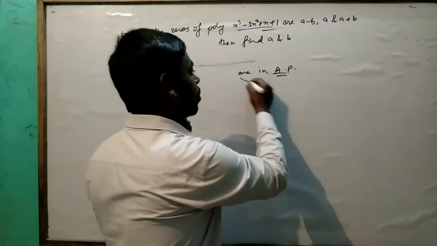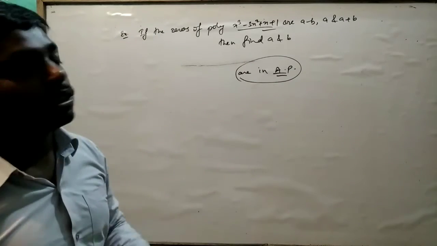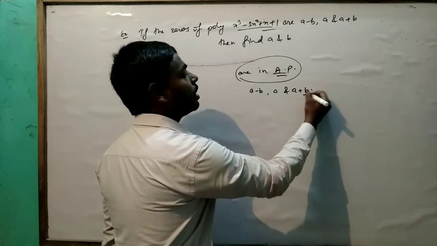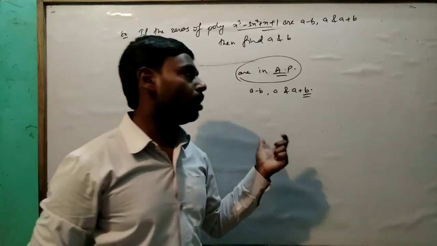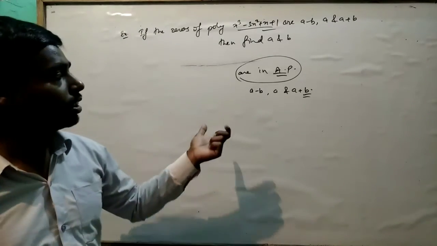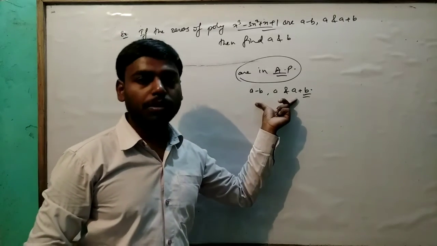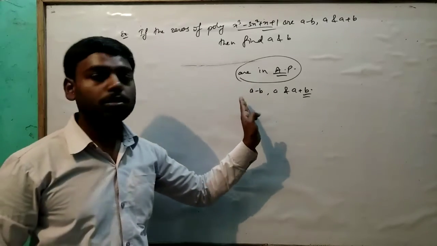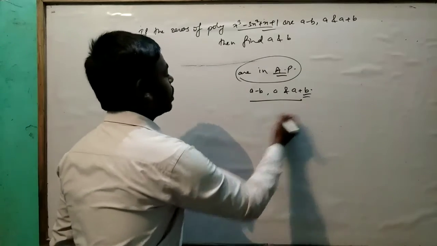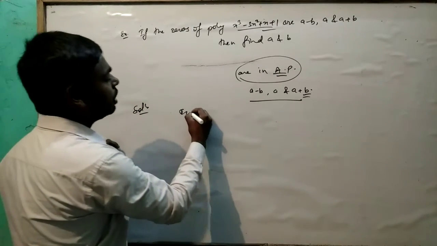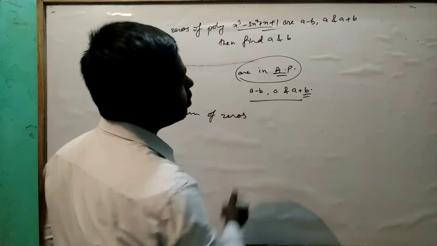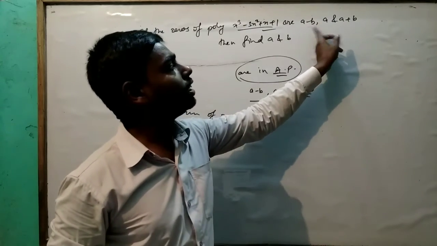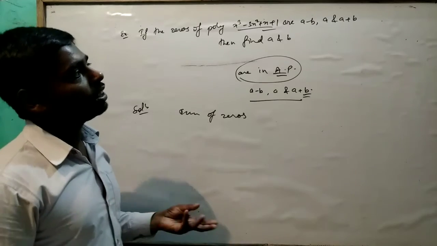On that time we also take the three zeros as a minus b, a and a plus b. That will be studied in class in arithmetic progression, in that chapter we will study AP. Now if the question says it this way, you can also solve it by this method. First we use sum of zeros. Why? When we use sum of zeros, b and b get cancelled, and we can easily find a.